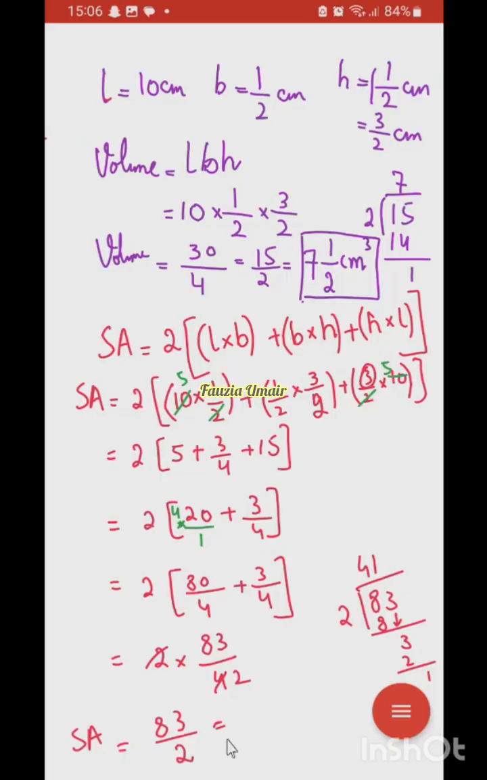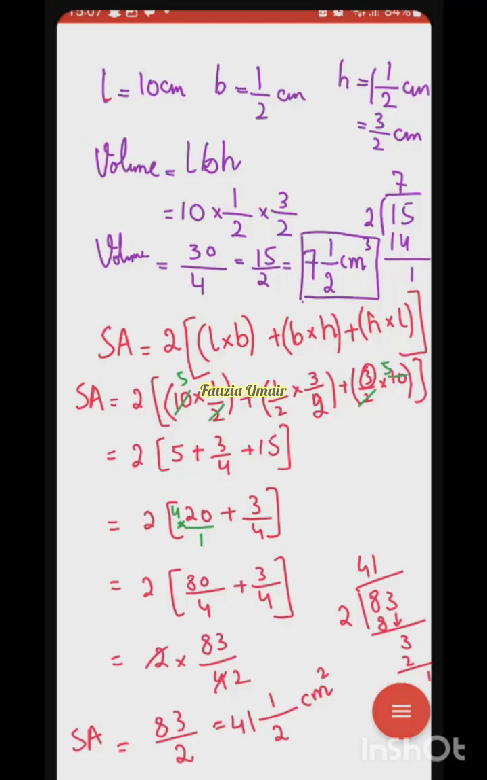How to write it down? Ma'am, 41 1 by 2. 41 1 by 2. Acha, it's surface area. So what will be the unit? Ma'am, 7 centimeter square. Very good. Centimeters.